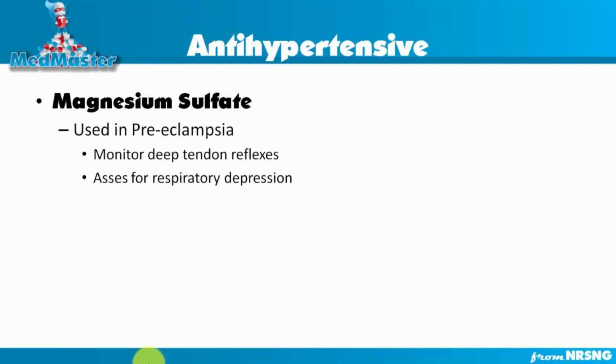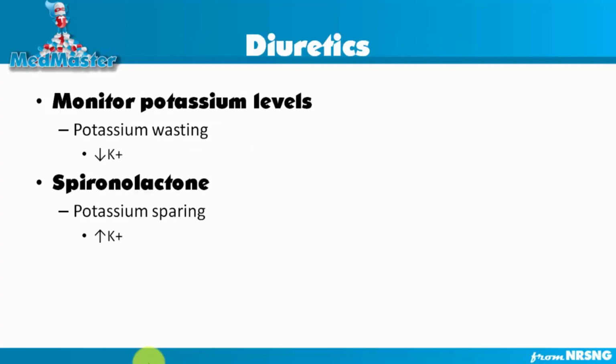So what we'll want to do is monitor deep tendon reflexes. We can actually lose deep tendon reflexes with magnesium sulfate. So you want to be very careful to monitor these deep tendon reflexes in these patients. And you also want to assess for respiratory depression. Mag sulfate can actually lead to respiratory depression. So you want to monitor that prior to the patient getting into respiratory failure or anything like that.